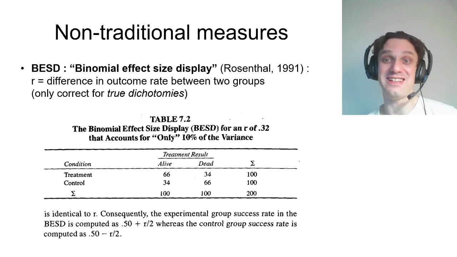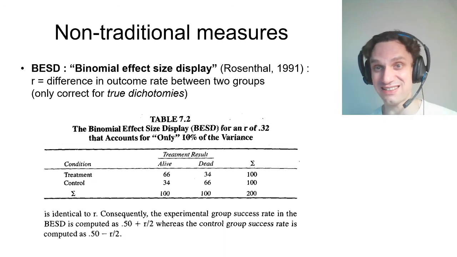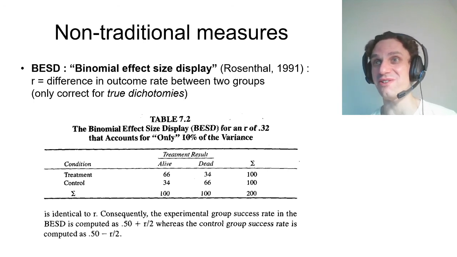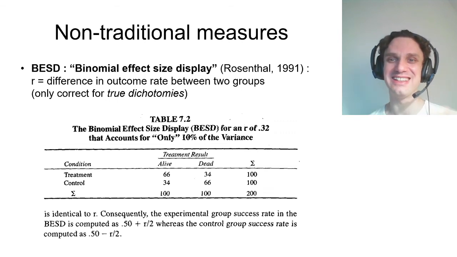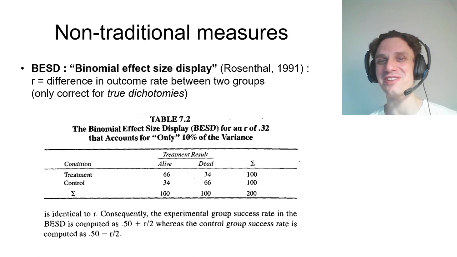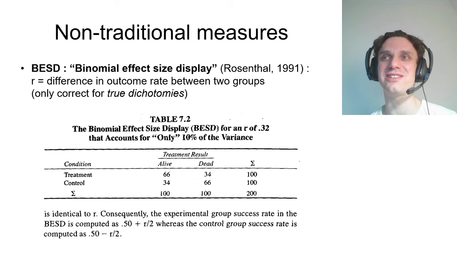So this presentation is much more intuitive, but of course it assumes that outcomes are distributed equally, which is sometimes not the case. So if the percentage of people who are dead is very, very small relative to the percentage of people who are alive, there will be some asymmetry, and this binomial effect size illustration will not be very intuitive.